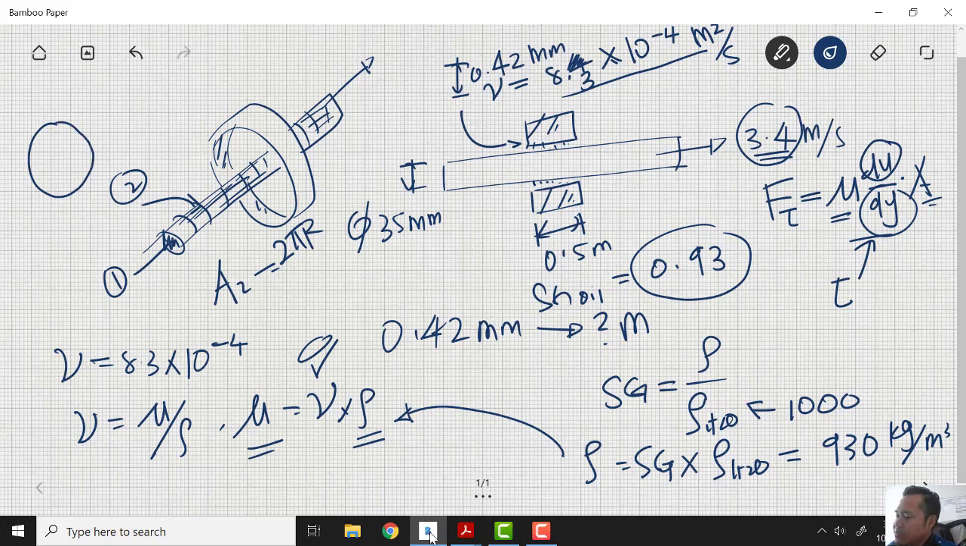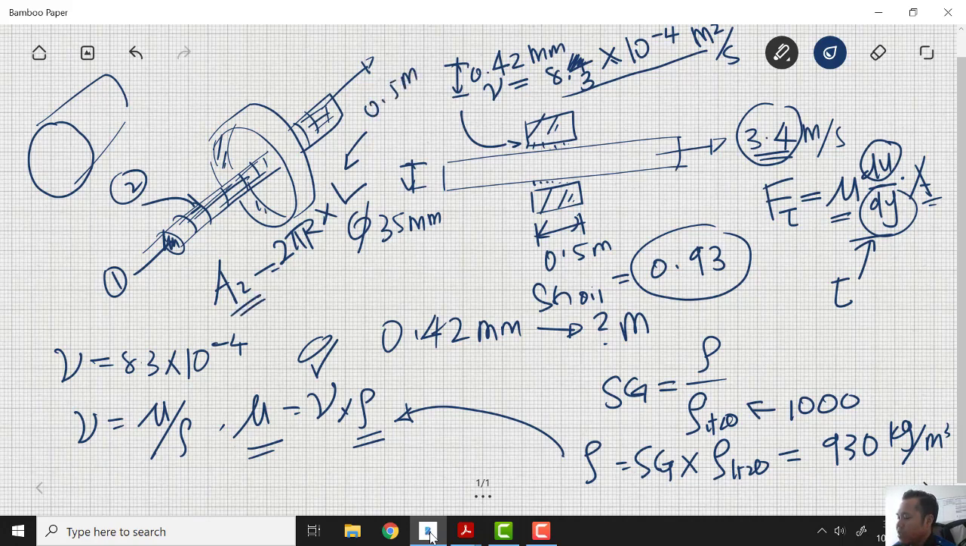Okay, times y, dia lah berapa? We already know the y is 0.5. So times the L, dia berapa? 0.5 meter. And we got the answer.